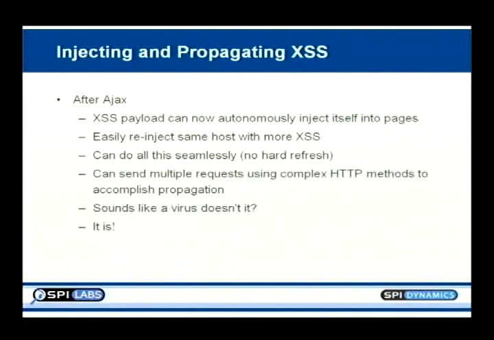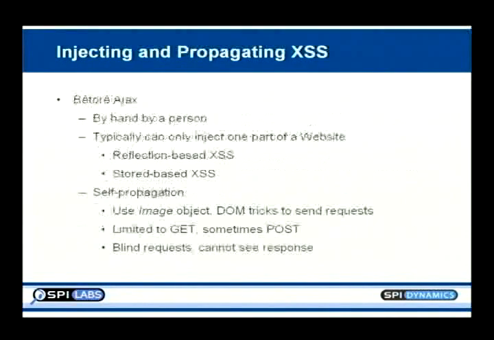So obviously after AJAX, that went quick. Obviously injecting and propagating cross-site scripting, before AJAX, you do it by hand. You'd find a cross-site scripting vulnerability. Maybe I injected in some back-end database. I'd find it by hand. You've got reflected-based cross-site scripting and stored-based, which is when it goes in the database. You could kind of have cross-site scripting self-propagate itself by using the image object and DOM tricks.